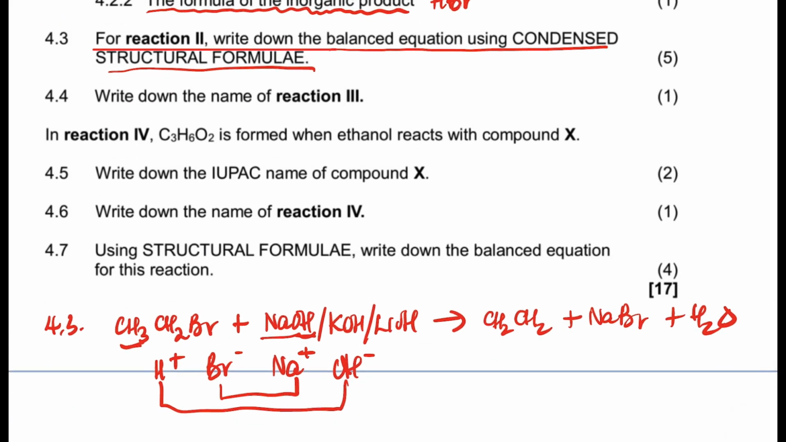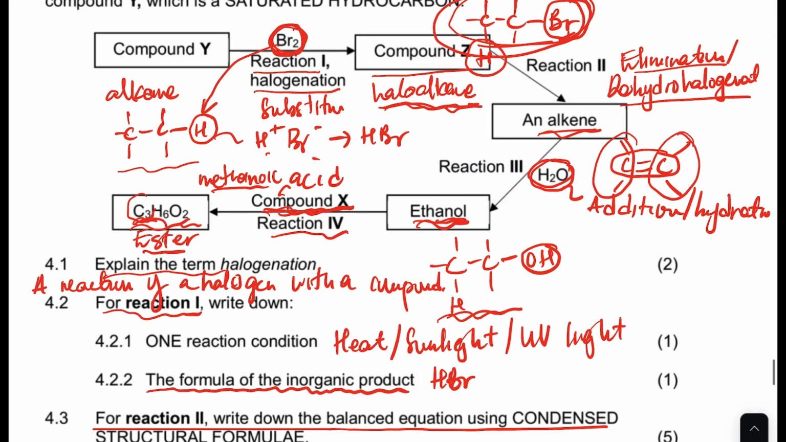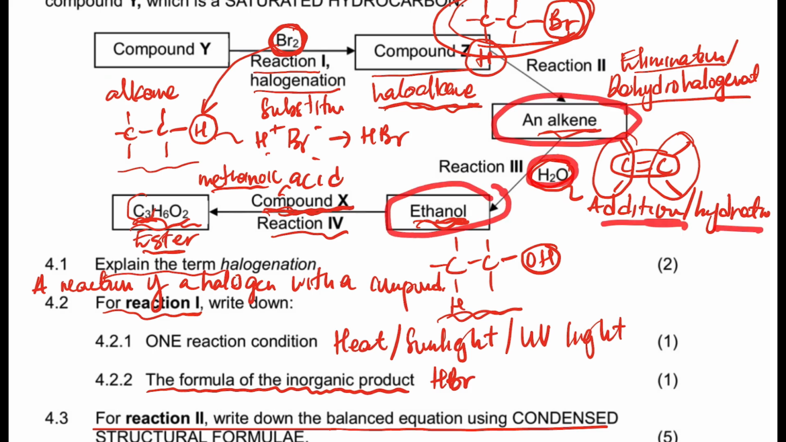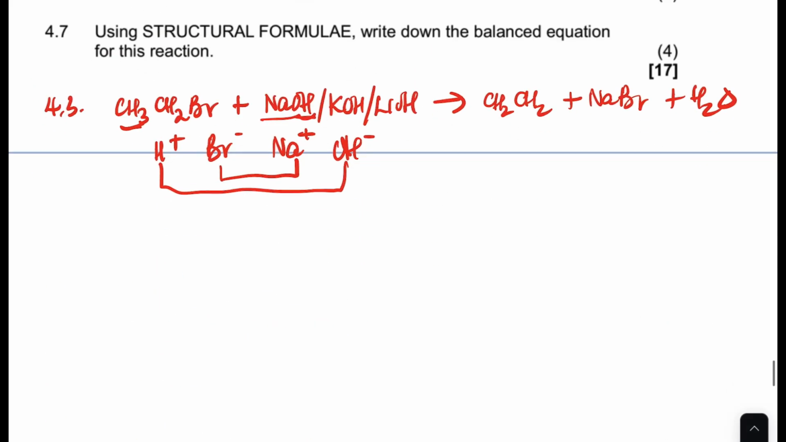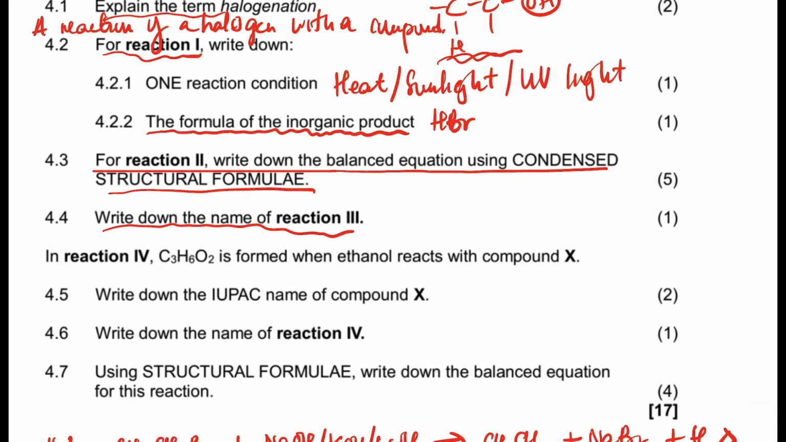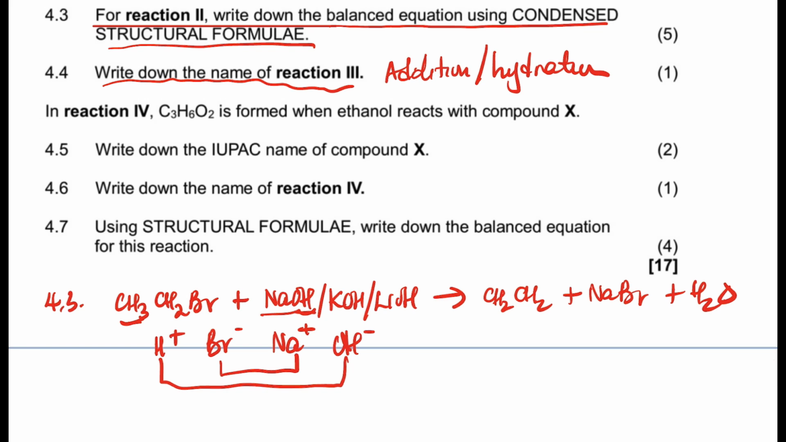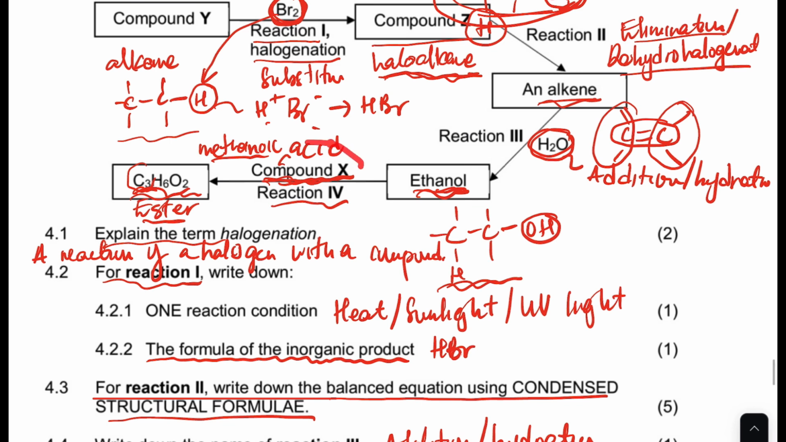It says 4.3. Write down the name of reaction 3. The reaction 3, I've already written the name. It's an addition, it's a hydration, because we're coming from an alkene and we add water, so it becomes an alcohol. It's an addition or the hydration, right?